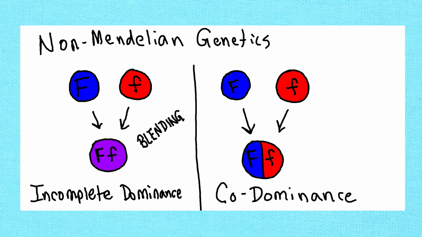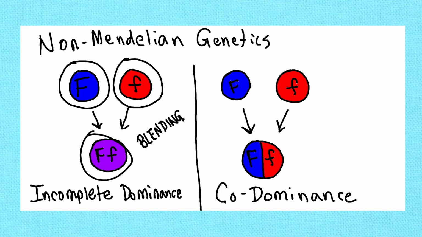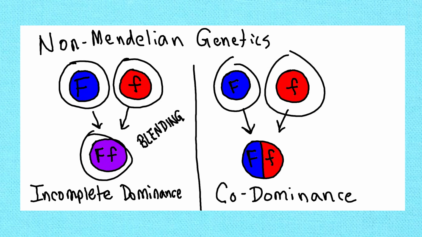So incomplete dominance, say we have a black dog here and a white dog here, that dog is going to be gray. In co-dominance, if you have a black dog here and a white dog here, maybe that dog is white with black spots, or black with white spots, or a lot of black, a lot of white. You're basically going to see each distinct color. So since those don't follow the normal dominant overshadow recessive rule, these are non-Mendelian genetics.